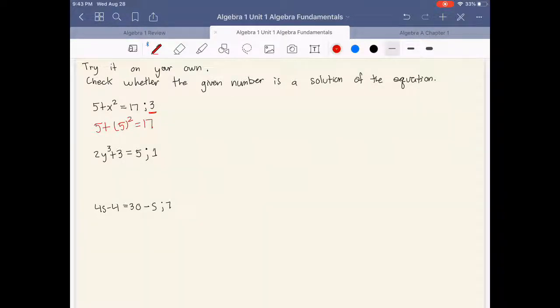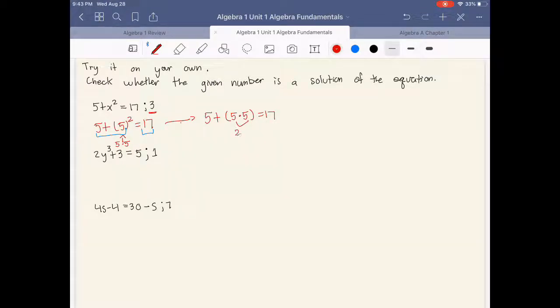Okay, so you're going to verify. Solve the left side to see if it equals the right side. So what do you do first? Order of operations, right? We went through that. You're going to solve the exponent first. So you're going to rewrite that as 3 times 3. Okay, so now let's rewrite it here. 5 plus 3 times 3 equals 17. So now what's 3 times 3?